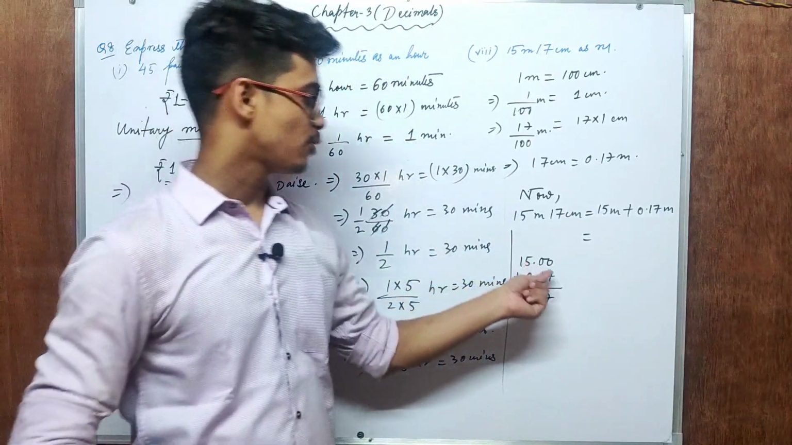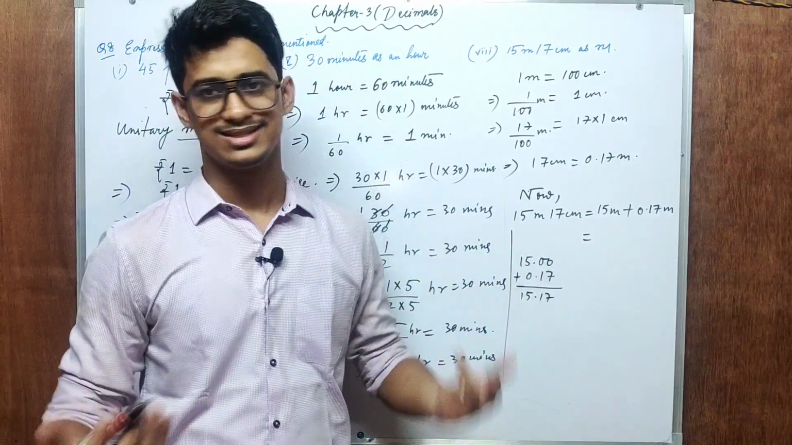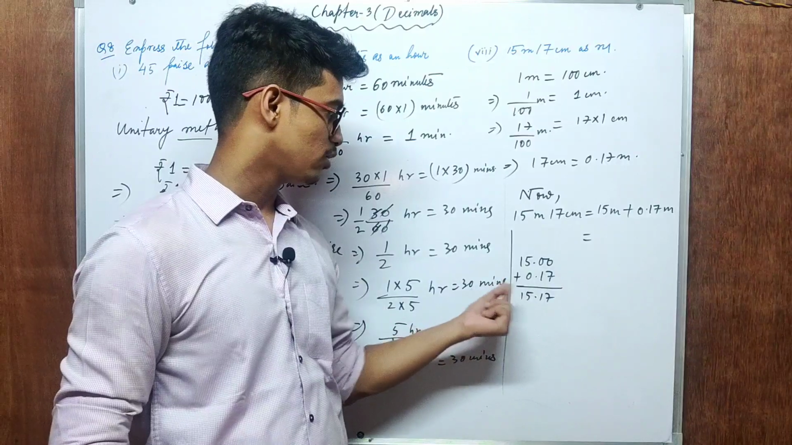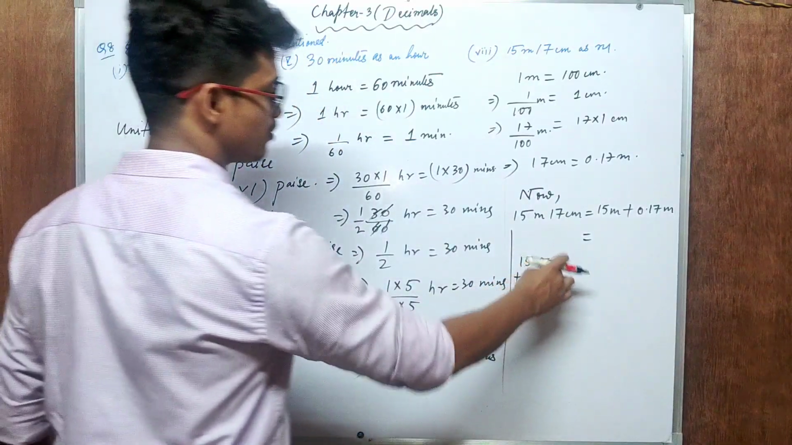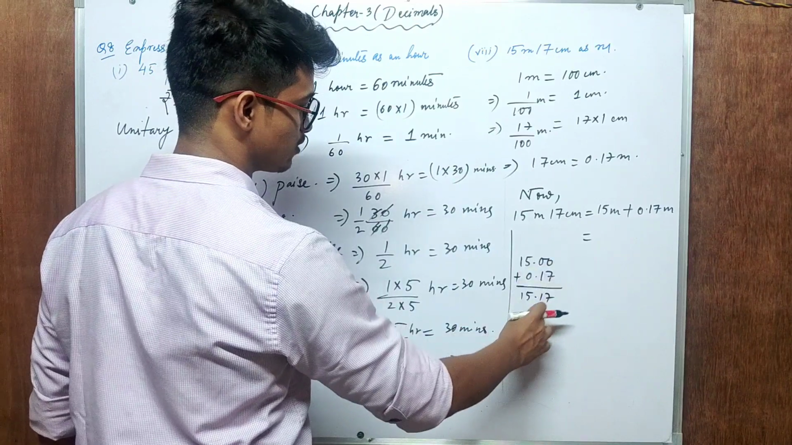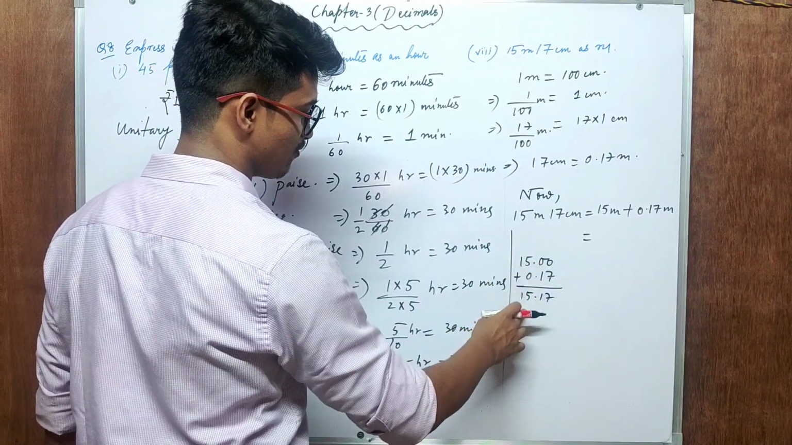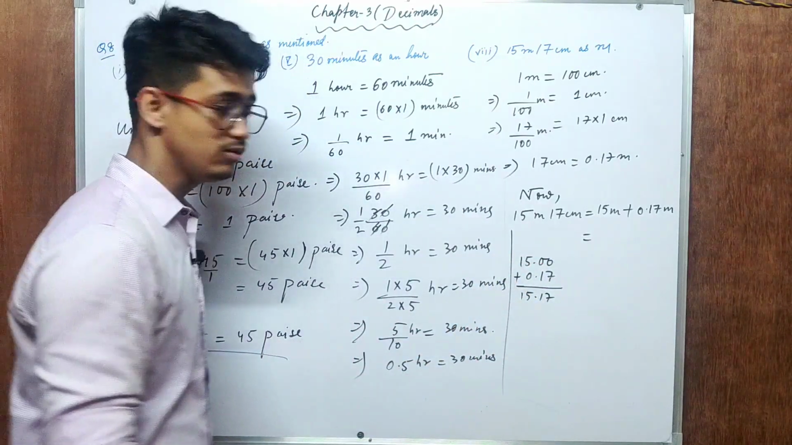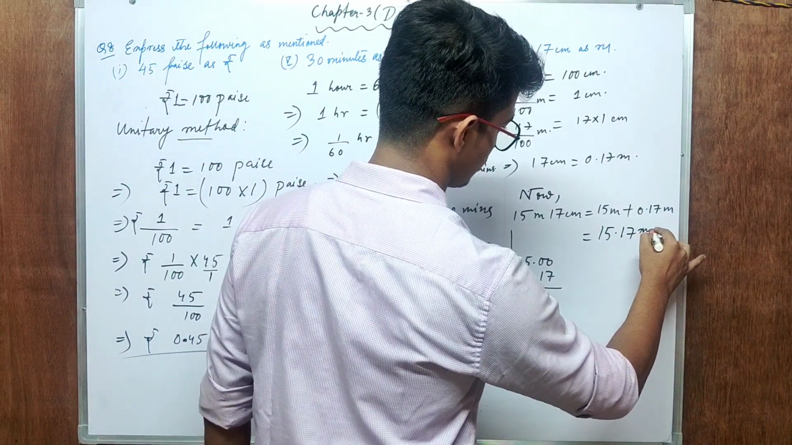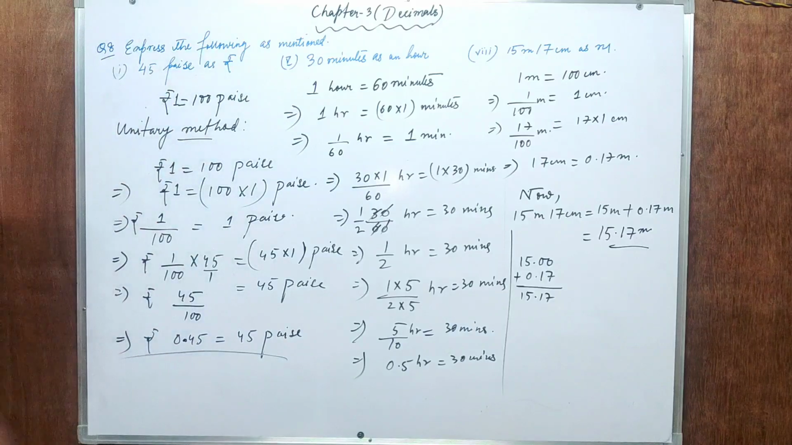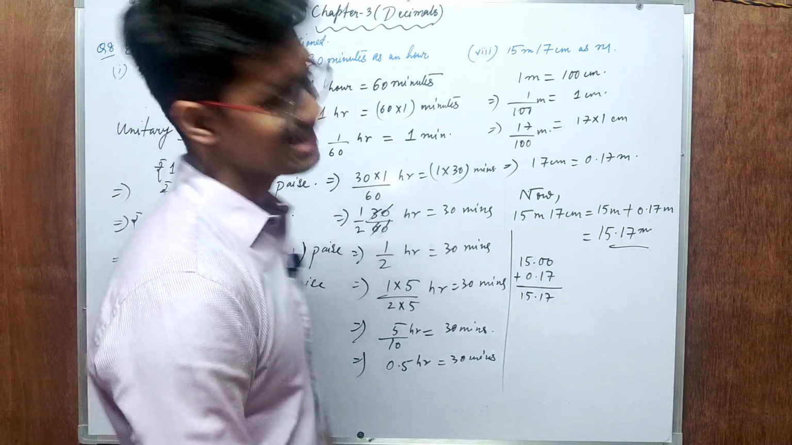If you add, 15.17 will be the answer. After the point the numbers will be added in the same way, and before the point the numbers will be added in the same way, right? 0 plus 7 will be 7, 0 plus 1 will be 1, 5 plus 0 will be 5, and 1 plus nothing will be 1. So the answer will be 15.17 meter. That is our answer. So that's all for question number 8, 1, 5 and 8.